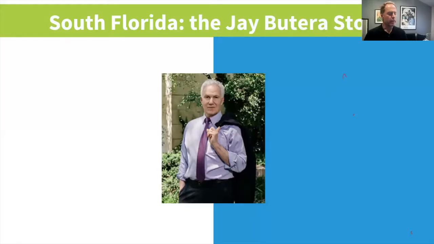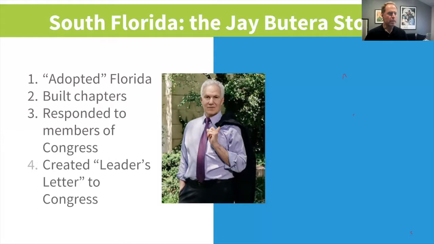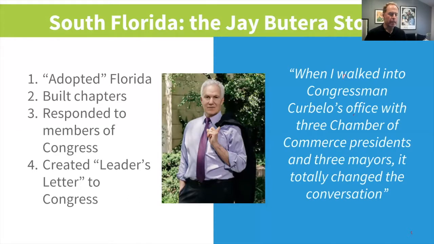So I alluded earlier in the call to a superstar volunteer. This is Jay Butera. He lives in Pennsylvania, and about 4 or 5 years ago, he was looking around at the most impactful thing that he could do. And he saw that Florida was ground zero for climate change. So he went to Florida for weeks and weeks at a time. And he talked to members of Congress, he talked to community leaders.